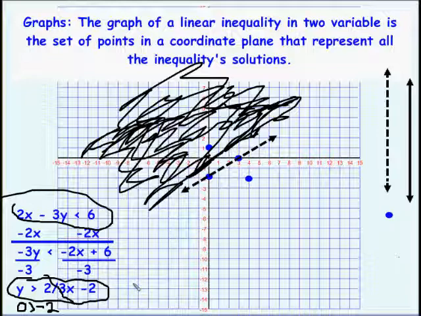This is known as the boundary line, which would be your dashed or solid line, and the shading is creating two half planes.